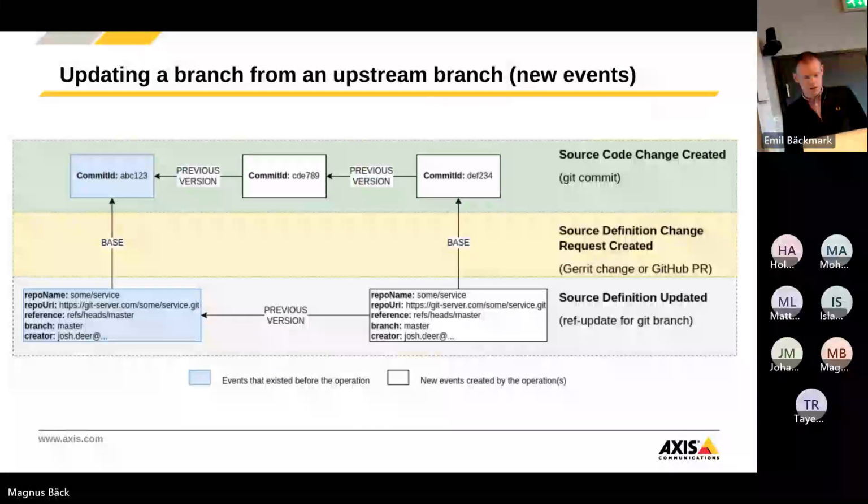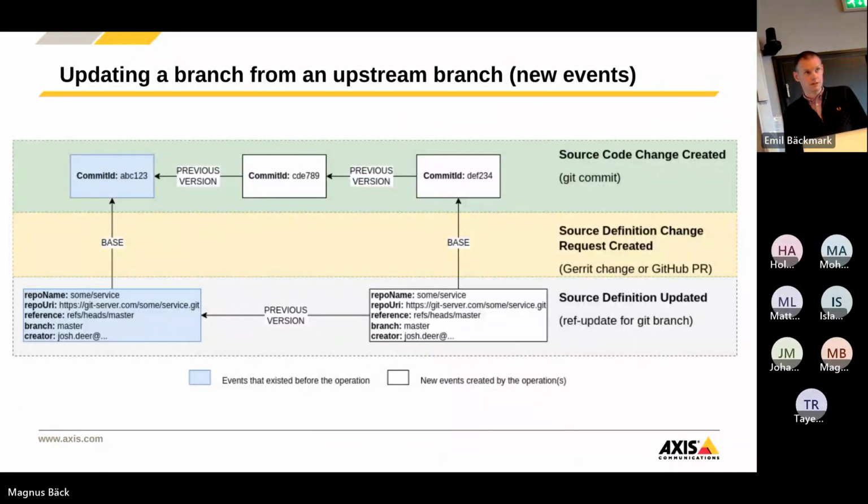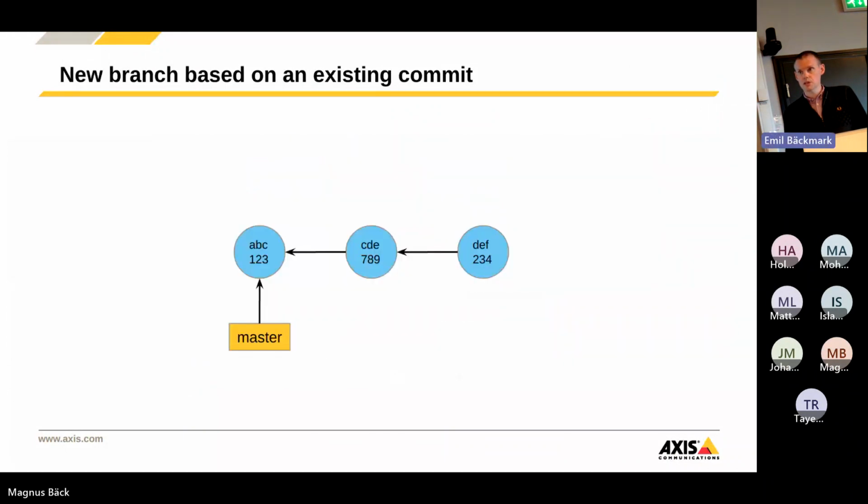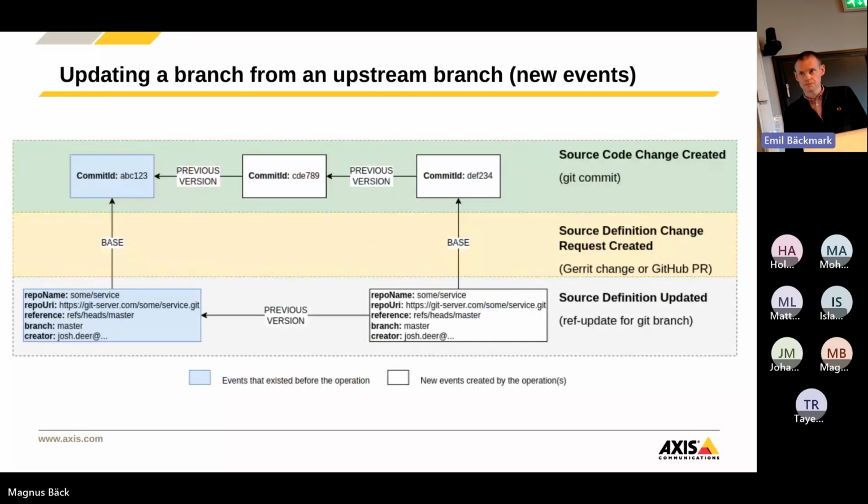Let's see. I think this is where we were. Yes. So let's continue with the question. Yes. The one you have here. So when updating from upstream branch, we create, I mean, does this commit C, D, E, 7, 8, 9 already exist on the other branch then? If so, do we already have a source change created event for that one?